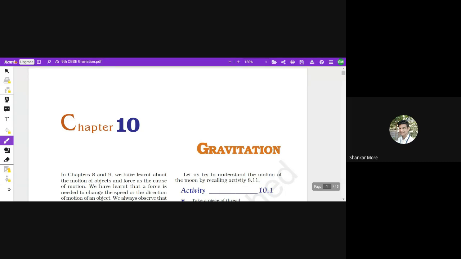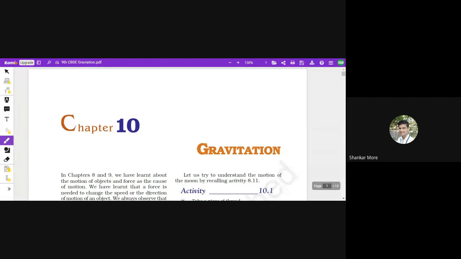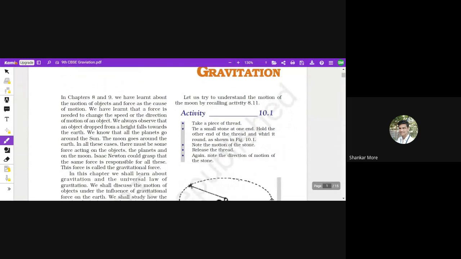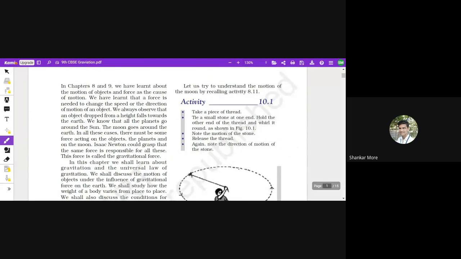Good evening again, and we are going to start with the 10th chapter. This is from your physics portion, right? The chapter name is gravitation, and I hope you have some idea about it. You may have learned about this topic in seventh and eighth standard as well, right? So we'll brush up the things you have learned, and we'll learn some advanced things as well. Let me start with the first paragraph.